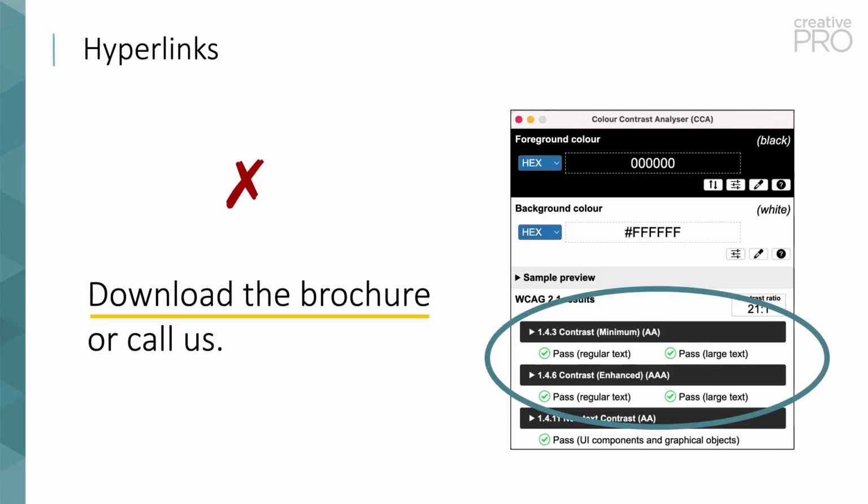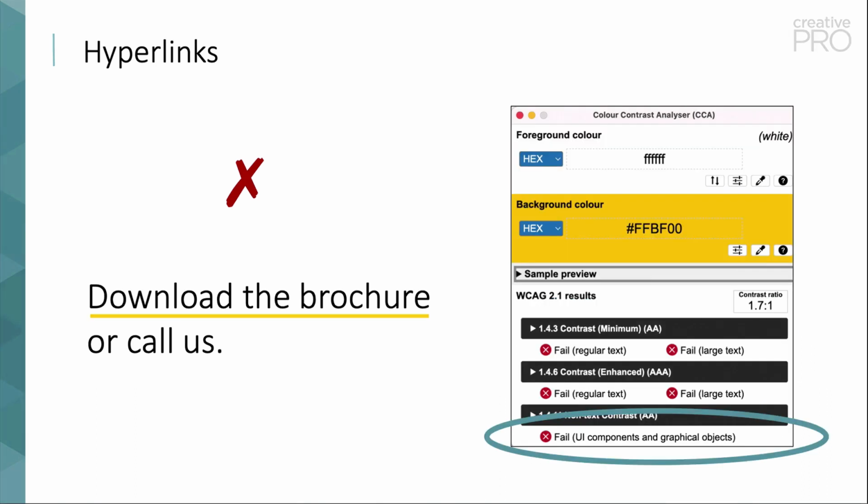Here's an example where the hyperlink text is the same color as the surrounding text. The text has sufficient contrast against the background. That's the black against white. But we need to use styling to convey that these words are a hyperlink. In this example, there's a hyperlink indicator, the yellow underline, but it doesn't have at least 3:1 contrast with the white background. So some people may not be able to tell that this is a hyperlink.